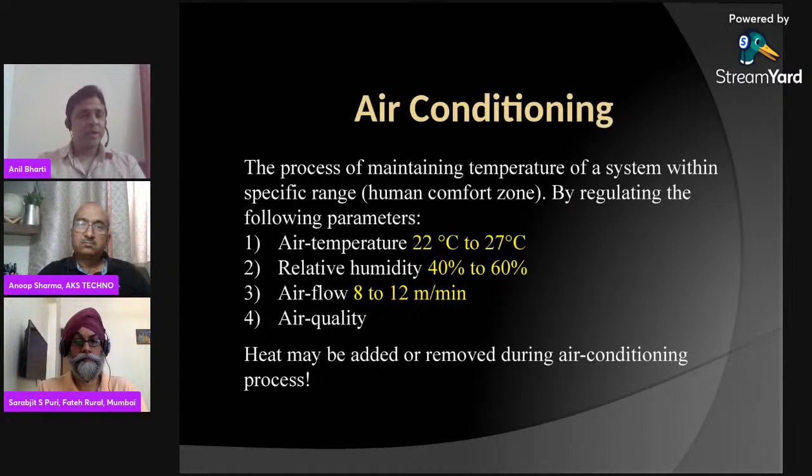Second is relative humidity. It should be between 40 to 60%. Third one is airflow. It should be 8 to 12 meters per minute. And last one is air quality. We maintain the air quality with the help of various types of air filters. Now, for all these processes, we may be required to add heat or remove heat from the space.